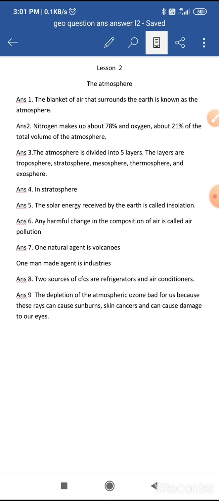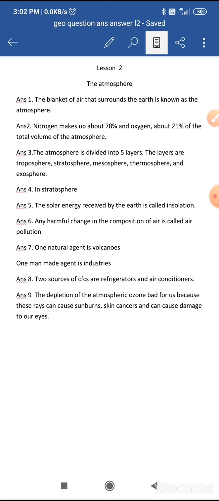Then third is, name the five main layers of the atmosphere in order of distance from the ground. So the layers are troposphere, stratosphere, mesosphere, thermosphere and exosphere. You have to write this in your copy the same way I have given you. Then, in which part of the atmosphere does the ozonosphere lie? So you have to write stratosphere. Then, what is insolation? The answer is, the solar energy received by the earth is called insolation.